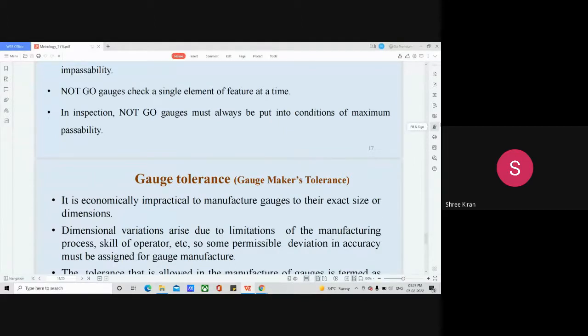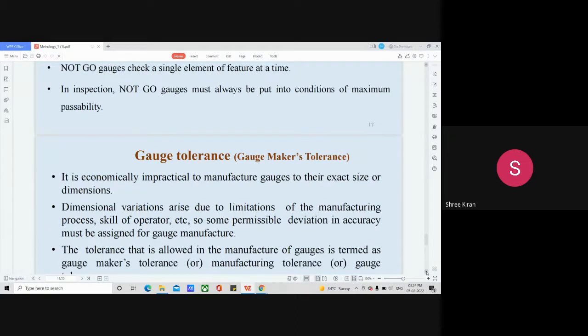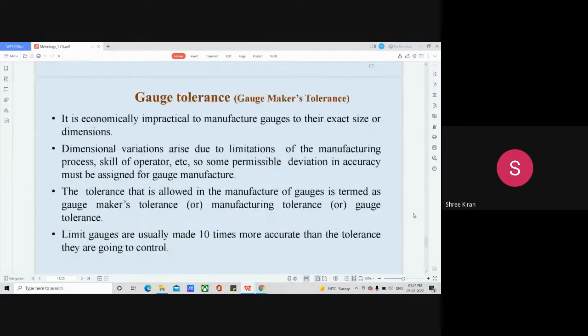Now we come to the gauge tolerance, that is the gauge makers tolerance, and we were discussing the wear tolerance. We have discussed this before in the class, but we'll have a thorough revision, since you have the third and the fourth module for your coming series too.